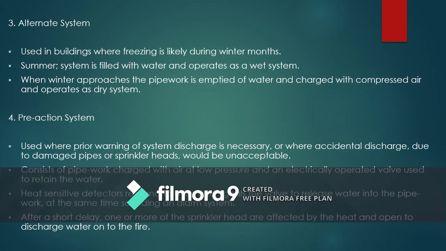Third, alternate system, used in buildings where freezing is likely during winter months. Summertime, the system is filled with water and operates as a wet system. When winter approaches, the pipework is emptied of water and charged with compressed air and operates as a dry system.